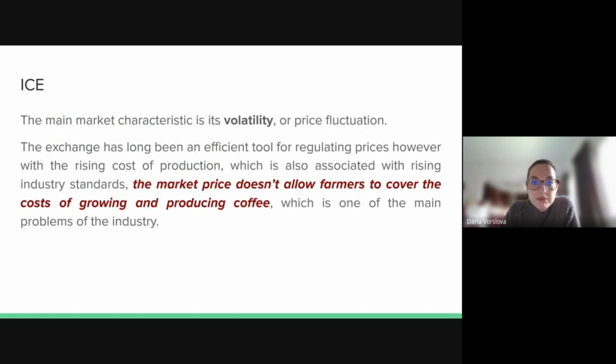So this is the problem, right? The exchange has long been an efficient tool for regulating prices. However, with the rising cost of production, which is also associated with rising industry standards, the market price doesn't allow farmers to cover the cost of growing and producing coffee, which is one of the main problems of the industry. And it was 50 years ago, 30 years ago, 20 years ago, 10 years ago, and probably even now when the market is super high.